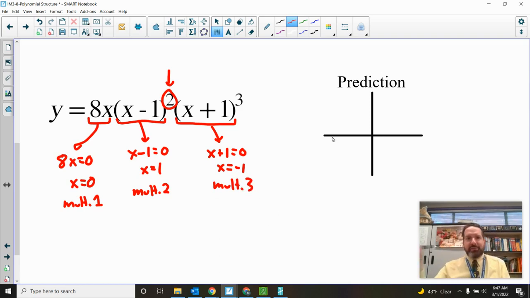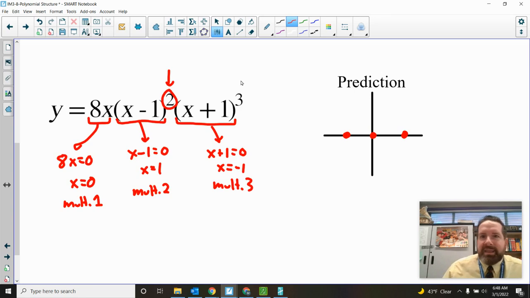If you put together everything we have talked about in this section, you can now make a sketch of what this graph looks like without even having a Desmos or a calculator handy. Here's how you do it. I know that we have at x equals 0 a root. That's an x-intercept. At x equals 1, there's going to be an x-intercept. At x equals negative 1, there's going to be an x-intercept.